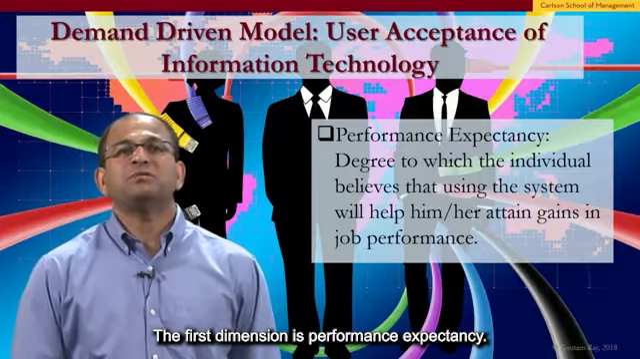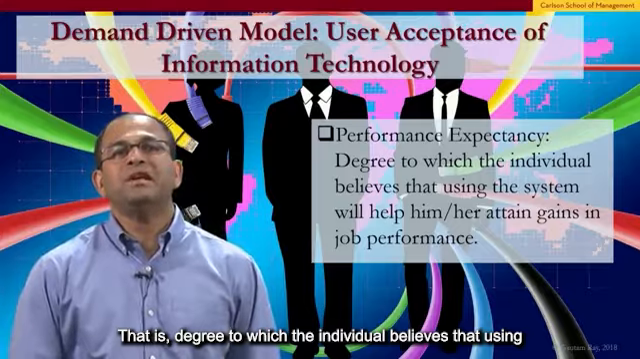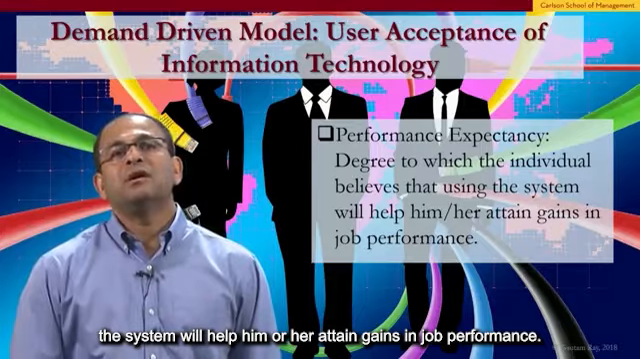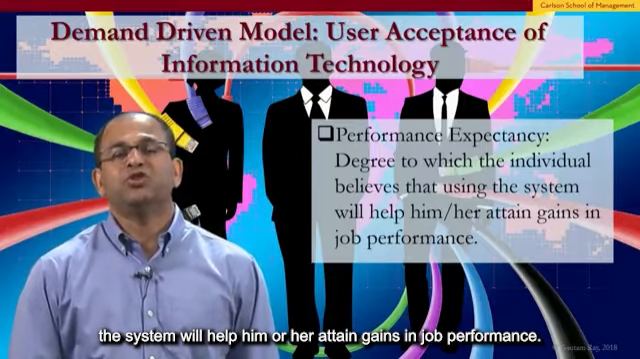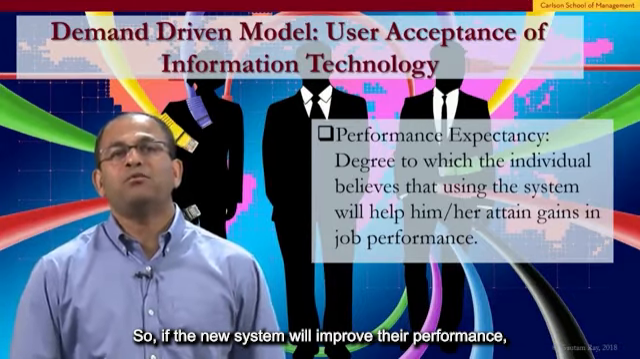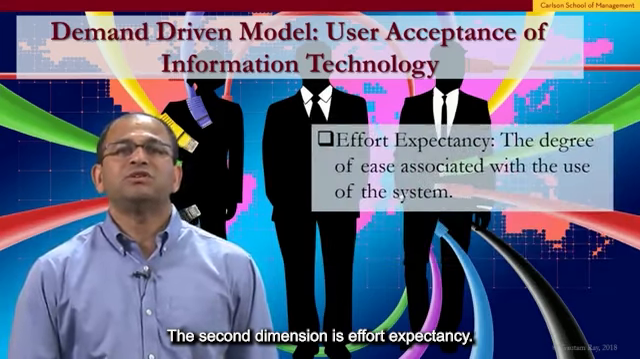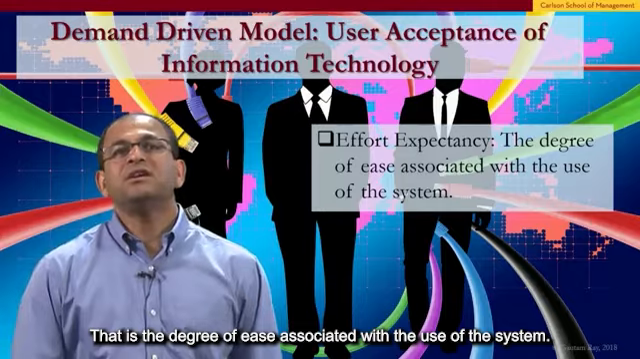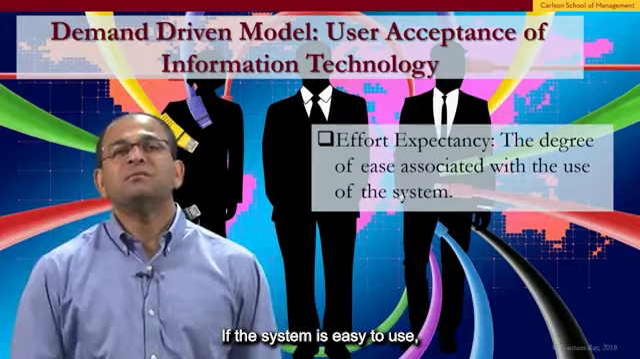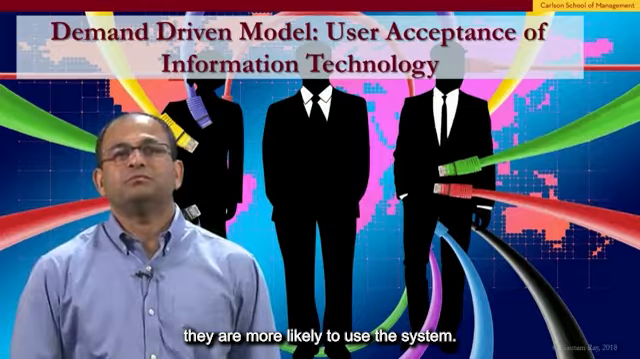The first dimension is performance expectancy, that is degree to which the individual believes that using the system will help him or her attain gains in job performance. So if the new system will improve their performance, they are more likely to adopt the system. The second dimension is effort expectancy, that is the degree of ease associated with the use of the system. If the system is easy to use, they are more likely to use the system.